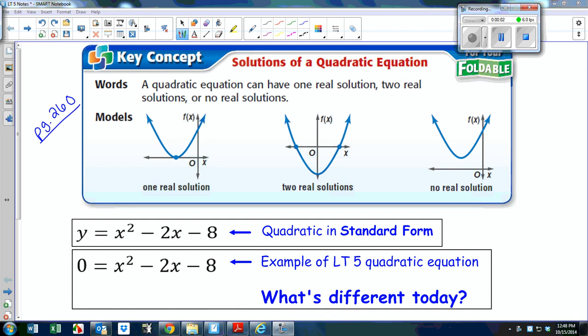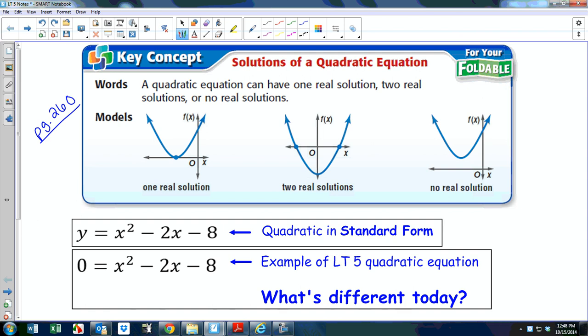Learning target, we're going to be solving equations in learning target 5. So skip the top box, look at the bottom here. Before, we looked at things in standard form: y equals x squared minus 2x minus 8. Here's an example of today's problems, solving an equation.